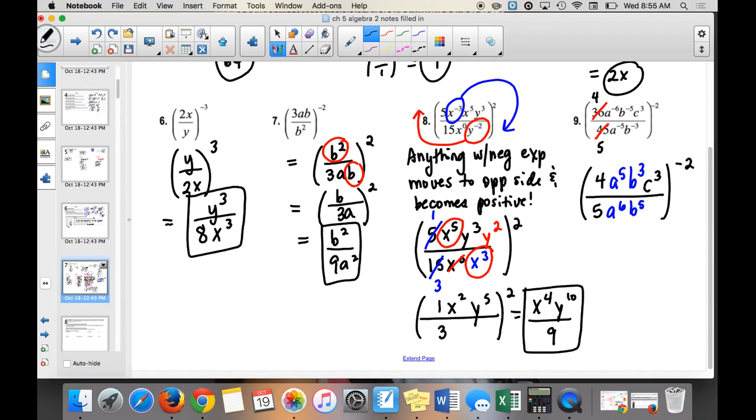All right, so I'm going to have 4, and I'm going to have my 5 still. How about the A's? Looking only at the A's, I have 5 on top, 6 on the bottom. So if I reduce them out, I'm reducing out 5 on the top and the bottom. I have 1 on the bottom. And then my B's, how many B's do I have, and where are they? B squared on the bottom. Do you guys see that? 3 on top, 5 on bottom. 2 left on bottom. And then my C cubed stays where it is, raised to the negative 2.